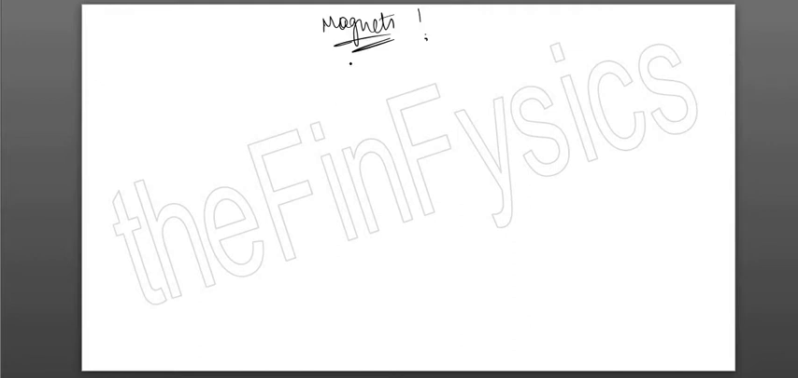So the first subtopic that you need to know is about types of magnets. Under this you have soft and you have hard. These are the two types of magnets. They get the name on how easily or how difficult it is to magnetize them. Soft magnets are easily magnetized and they are easily demagnetized. Hard magnets take a lot of time to magnetize and hence they take a lot of time to demagnetize.